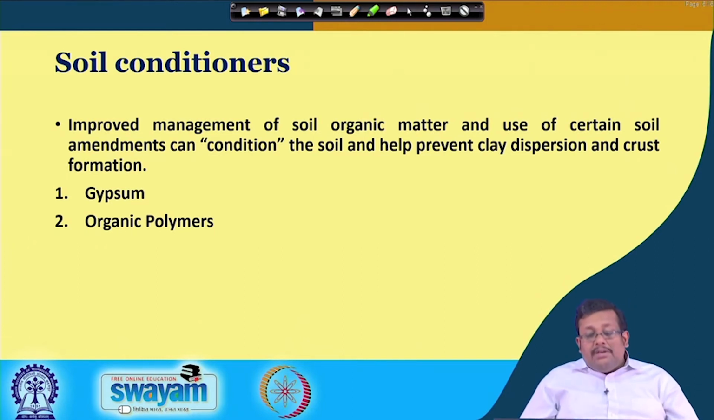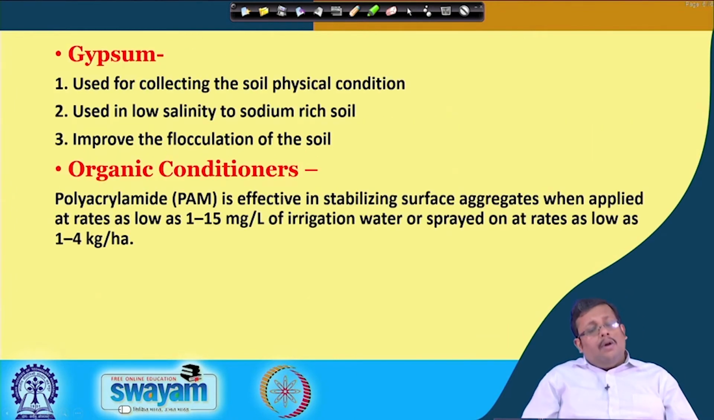So improved management of soil organic matter and use of certain soil amendments can condition the soil and help prevent clay dispersion and crust formation. Two important soil conditioners are gypsum and organic polymers. So why gypsum? Gypsum is basically used for correcting the soil physical condition, used in low salinity, sodium rich soil, and finally it improves the flocculation of the soil.